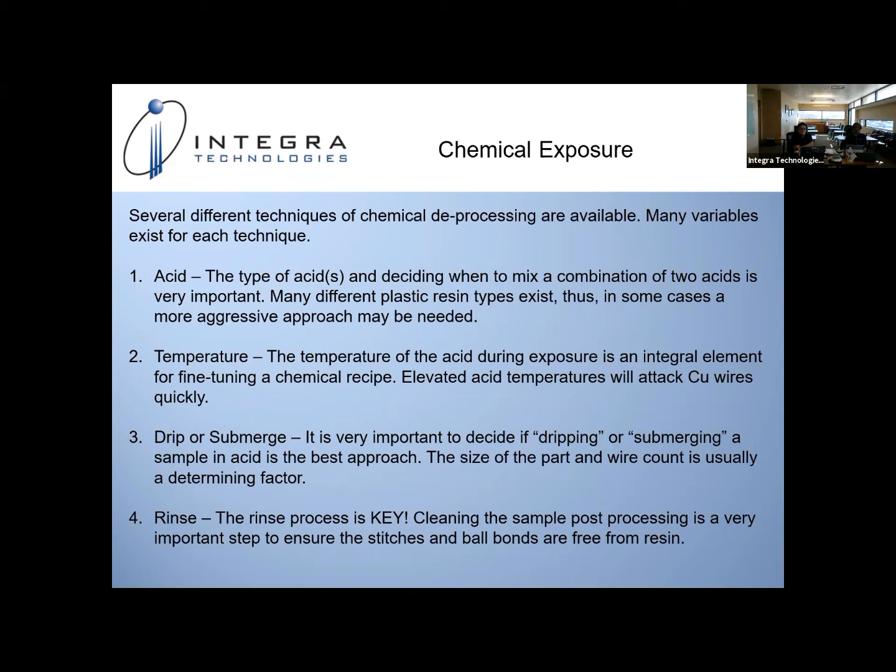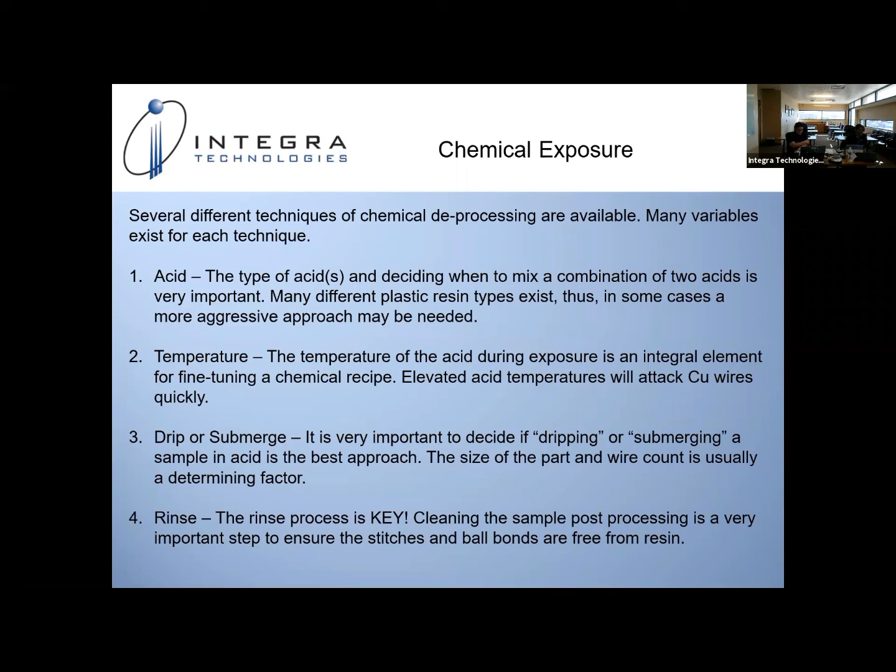In the case of copper bond wire, you absolutely have to have the right formula, the right temperature to be able to get the right amount of the molding compound out before it starts to damage the wire. And there's a drip and submerge method that people use. And above all, one of the most important items is the rinsing process.